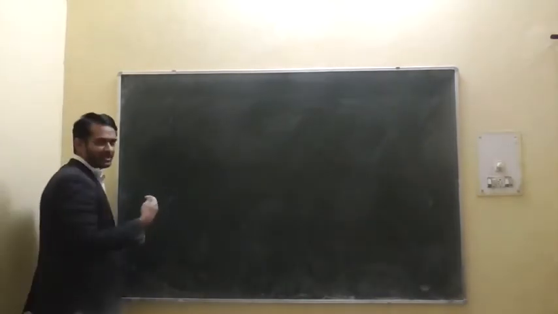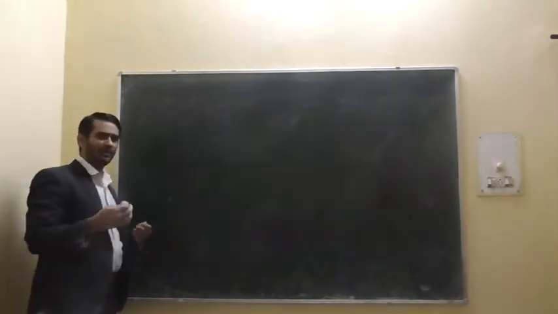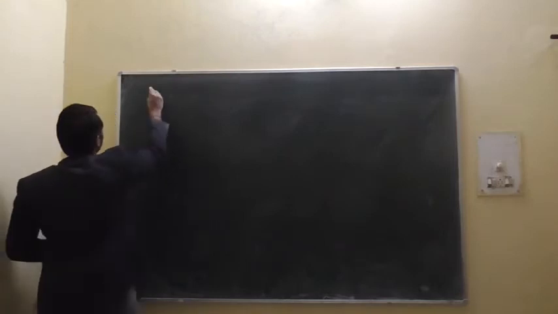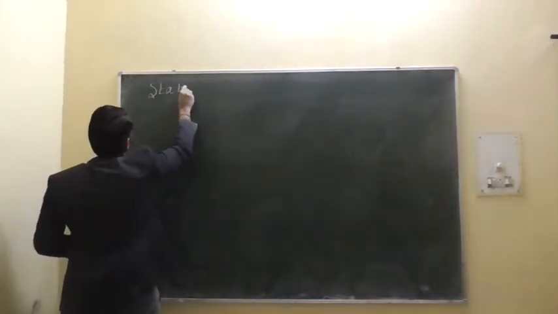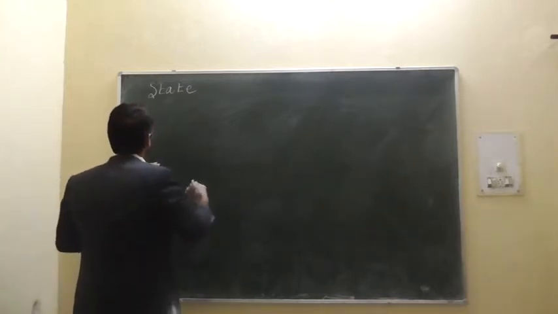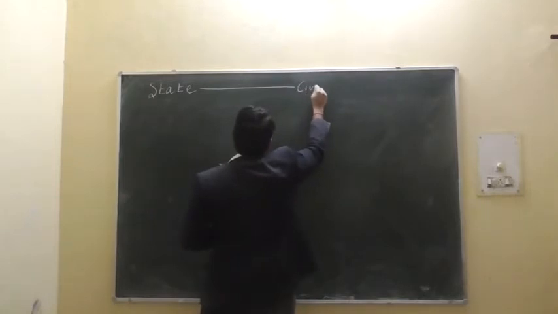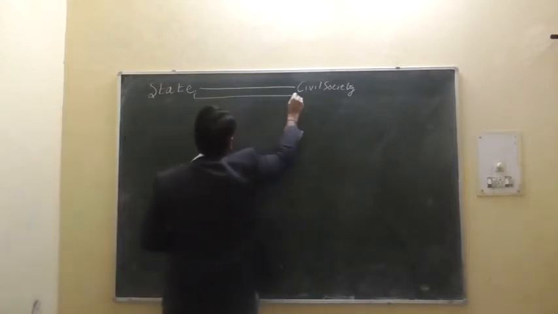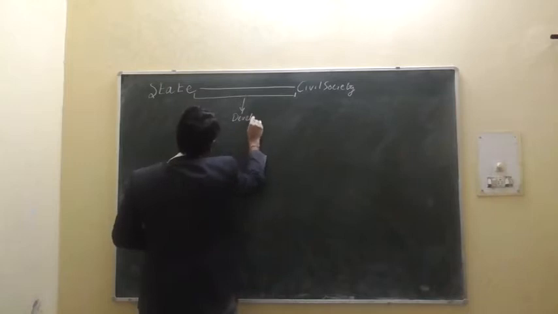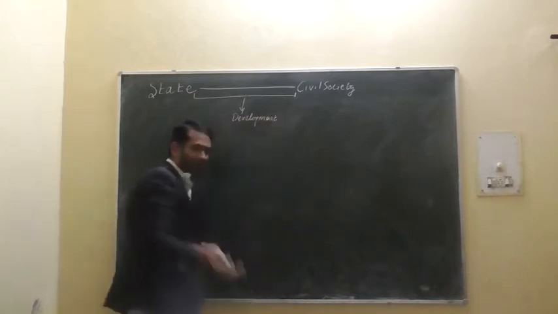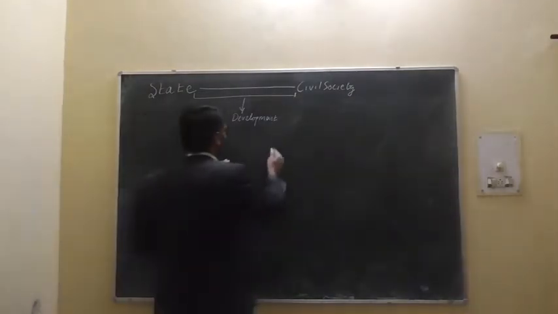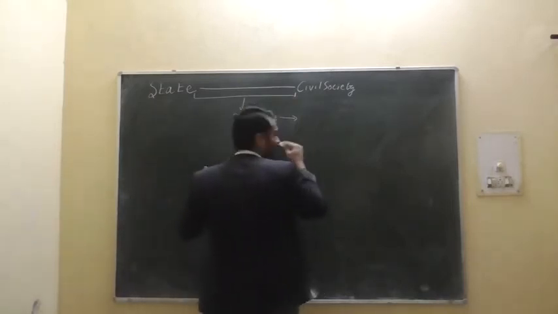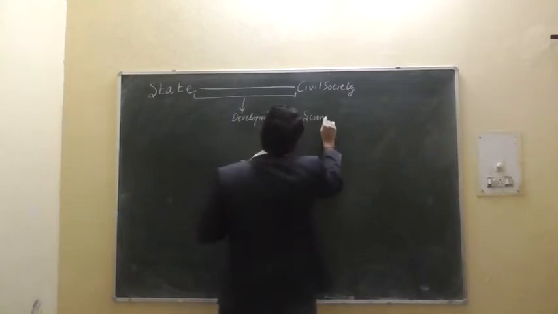In the previous lecture, I tried to introduce the two versions of development. One is the state, the other one is the civil society point of view on development. How development is supposed to be, but how development is actually happening. And with reference to development, we also try to understand the connections between development, science, and energy.